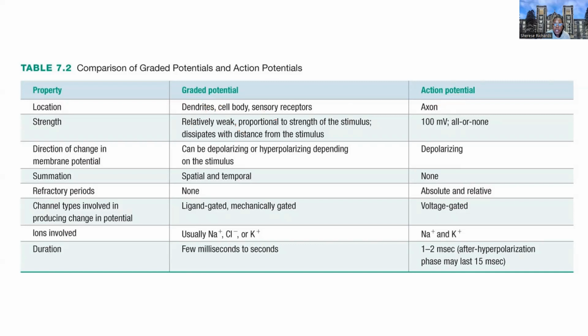Another one would be the location. So on the dendrites and the soma of the neuron is where we have graded potentials. Along the axon is where we have action potentials, and so on and so forth. So this can be an excellent study tool to just summarize and differentiate these two potentials.